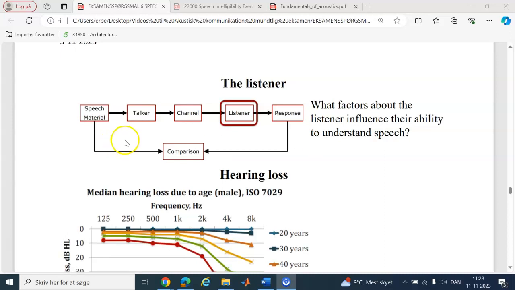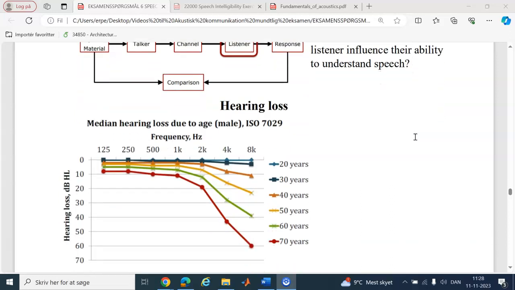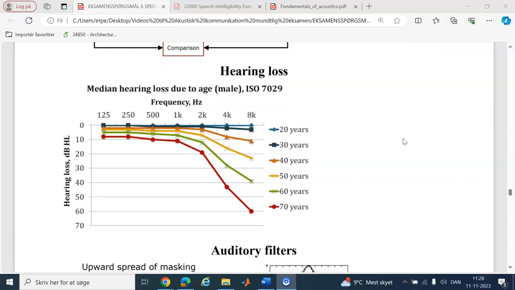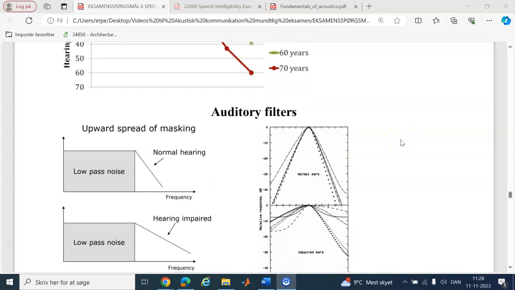The listener. We have speech material, talker, channel, listener, response. What factors about the listener influence the ability to understand speech? And of course, hearing loss. Median hearing loss due to age grows from 20 years until you are 70 years. I'm soon 71 years. It's getting worse and worse, maybe.